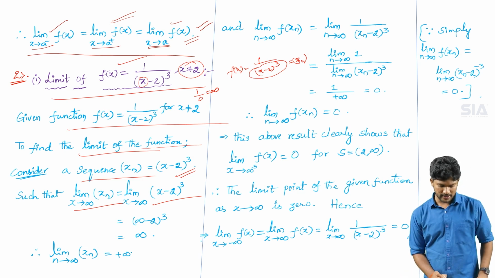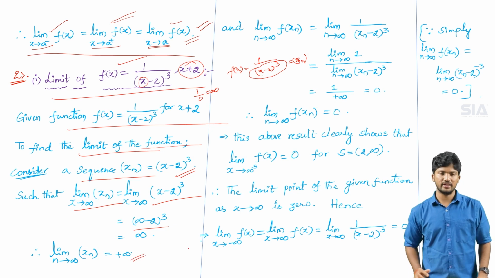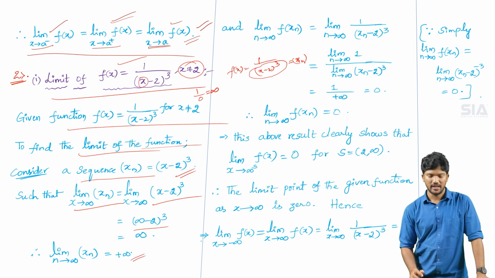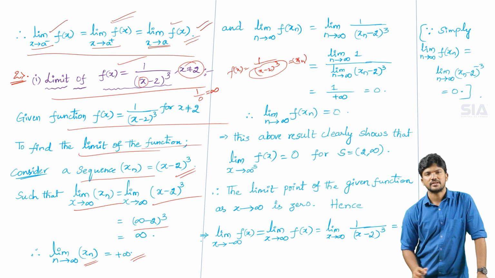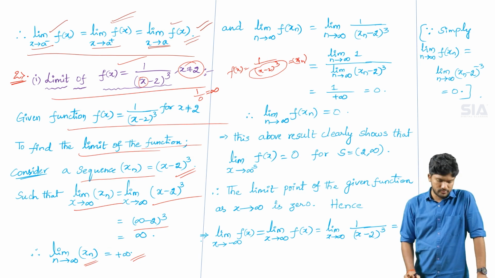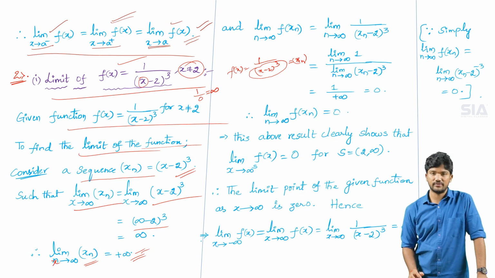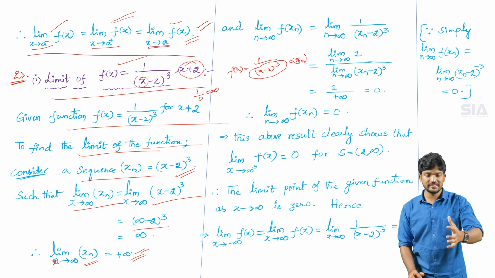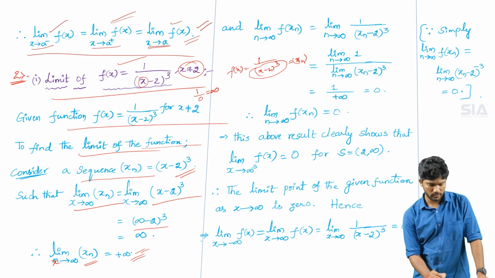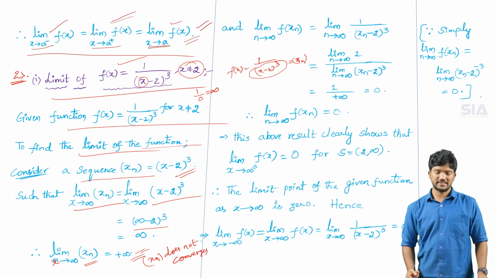Wherever you have small x, substitute infinity. Infinity minus 2 whole cube, you will get infinity. Okay, infinity is nothing but simply plus infinity. Limit of the given sequence whenever x value tends to infinity is equal to plus infinity. That means the given sequence does not converge. Okay, x suffix n does not converge, it diverges to plus infinity.